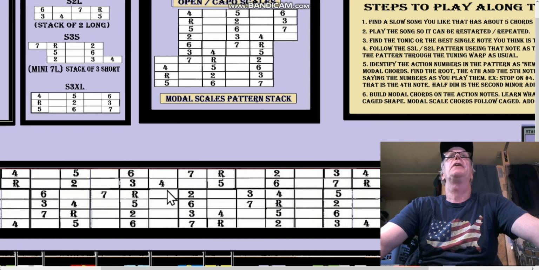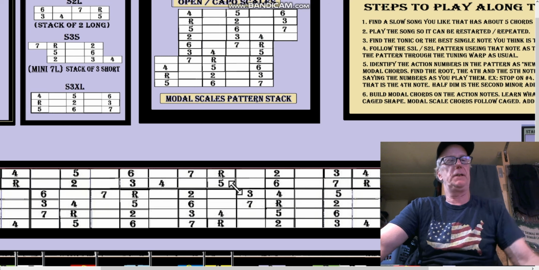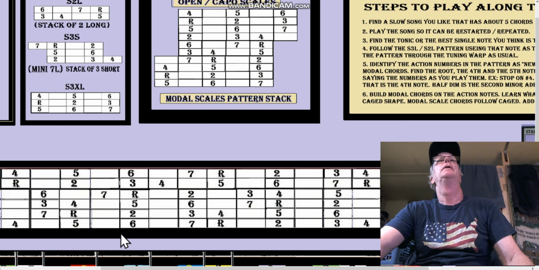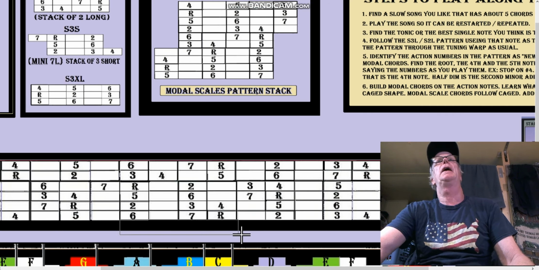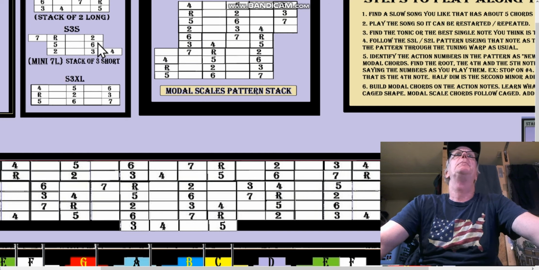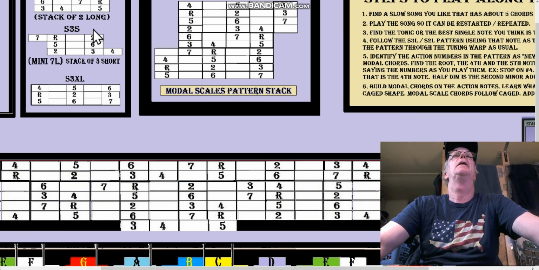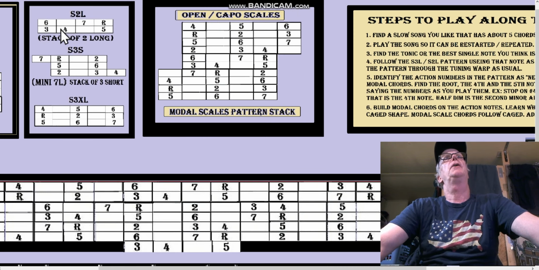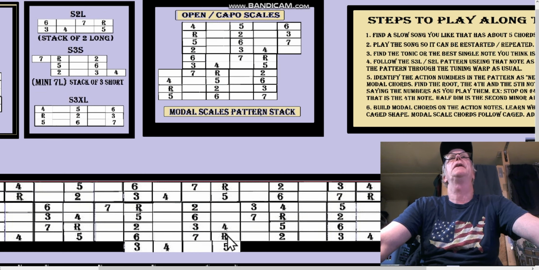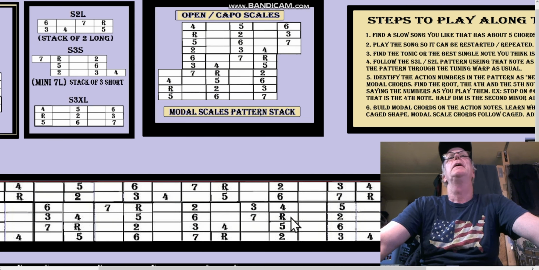So when we have the 7R2, 5, 6, 2, 3, 4, and then we have a 6, 7 R here, then in the imaginary world, in the no string world, underneath there we also have the second part of an S2L. So here's your S2L, 3, 4, 5, 6, 7 root. 3, 4, 5, 6, 7 root right there. But no string, no play there, right?